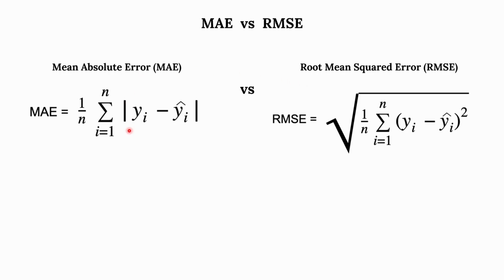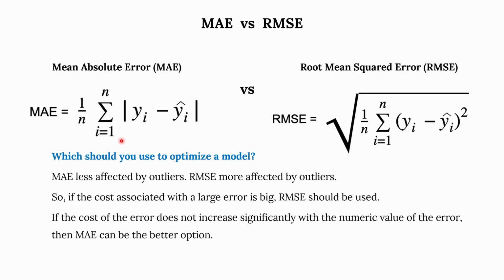Just here the comparison, okay, mean absolute error, here the root mean squared error. Which should you use to optimize a model?